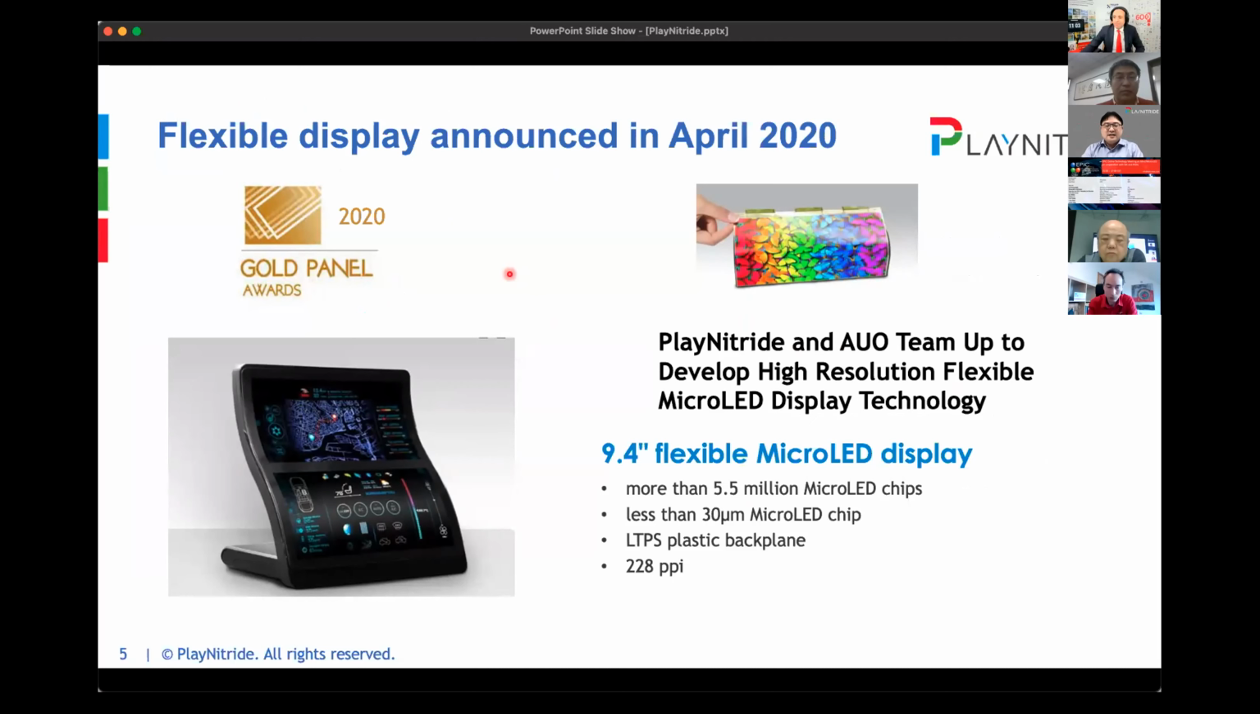Another case for micro LED is that it can be flexible. We worked with AUO last year, in 2020, and demonstrated a 9.4-inch flexible micro LED display. You can see that it can be either convex or concave. Even though the micro LED chip itself is rigid, the display can still be flexible since the micro LED chip is very small. So when you do any flexible bending, you won't bend the micro LED itself.